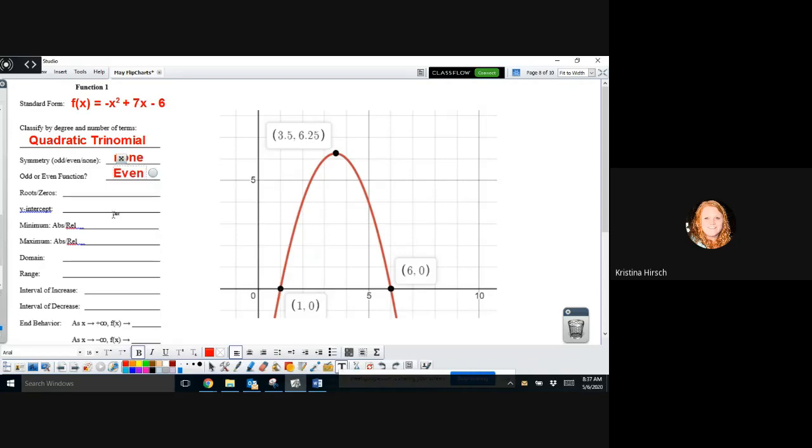All right, so then my roots or my zeros are where the graph crosses the x-axis. That crosses at (1, 0) and (6, 0). So I guess we'll put just 1 and 6. If it had asked for the x-intercepts, then I would have put the full ordered pairs (1, 0) and (6, 0). But roots and zeros are just the actual solutions.